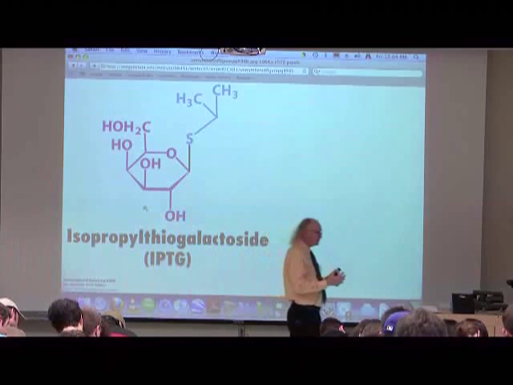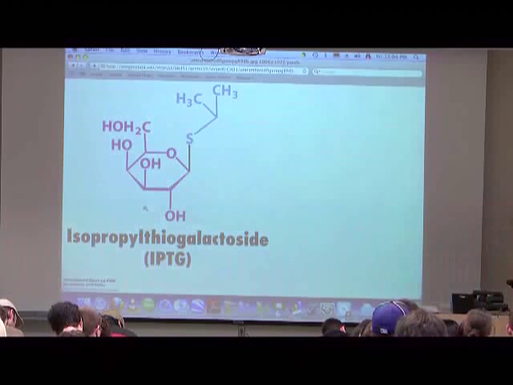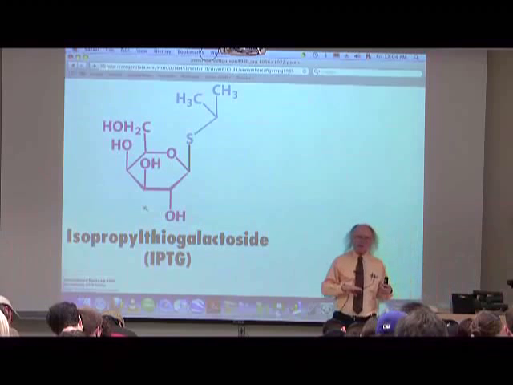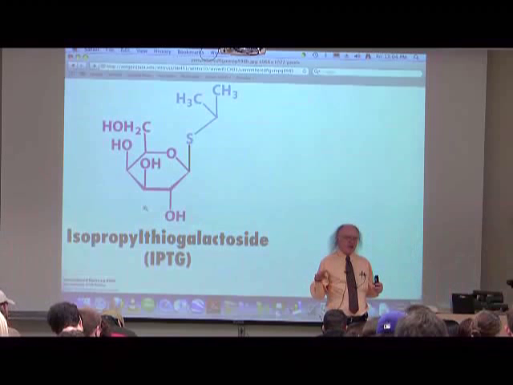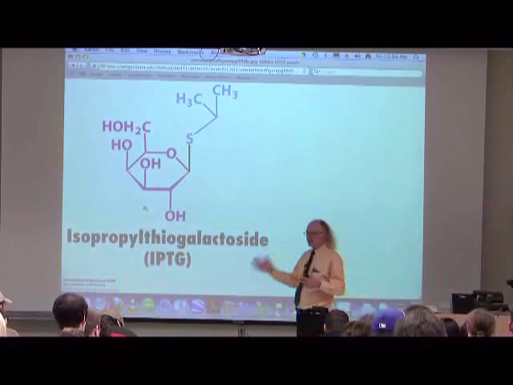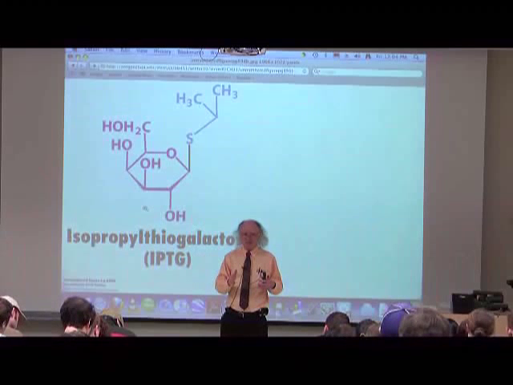So IPTG is an artificial chemical. It's not a natural chemical. It's made by man. And it's given to bacterial cells to do this specific thing, to induce the Lac Operon. So here's a compound that we can use to actually turn on that switch. And the advantage of using IPTG is that its concentration is constant. Cells cannot break it down. Cells can break down lactose. Cells can break down allolactose.